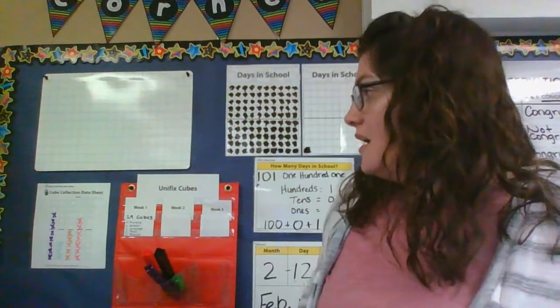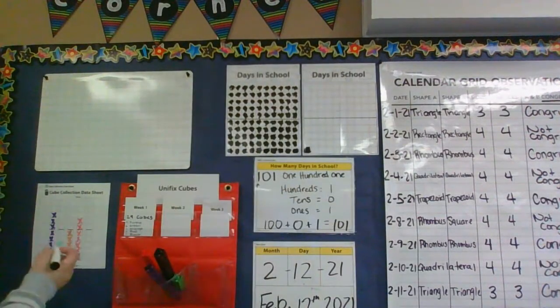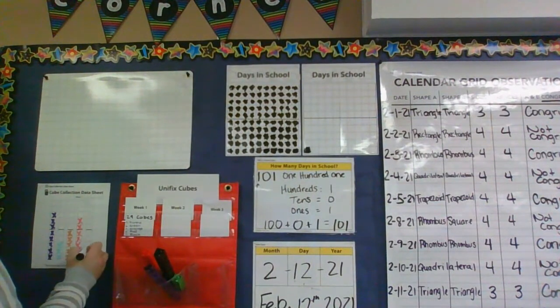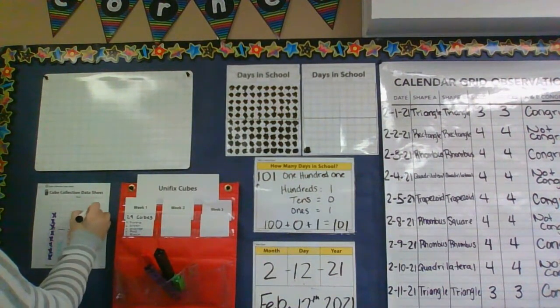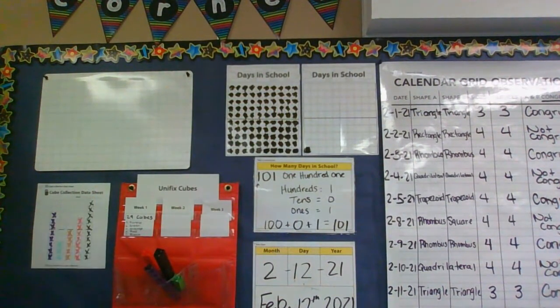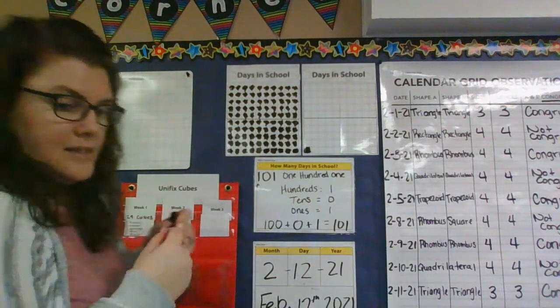That means we have to fill in our 10 cubes on our collection chart. Are you ready? Count with me. 1, 2, 3, 4, 5, 6, 7, 8, 9, 10. Ooh, that's a lot of collecting.